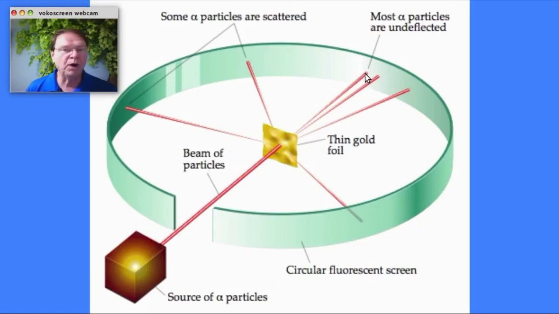However, what surprised the researchers there is that there are some other bright spots, much smaller. These bright spots were coming off in all different directions. In fact, some of them were coming straight back at the source of the alpha particles. Well, how can that be?